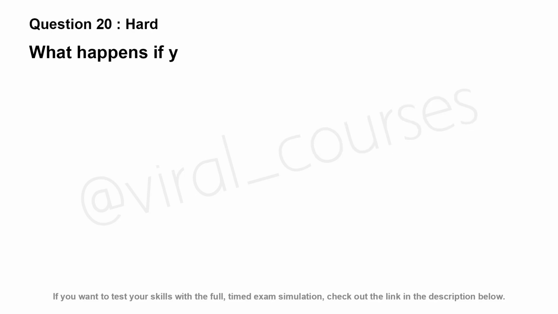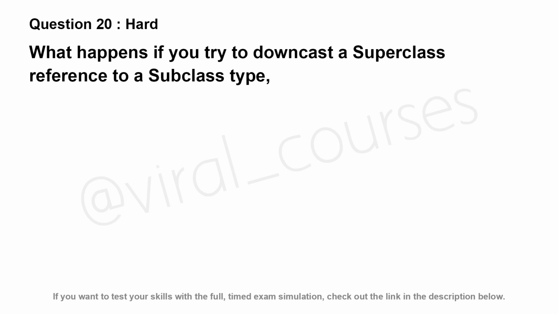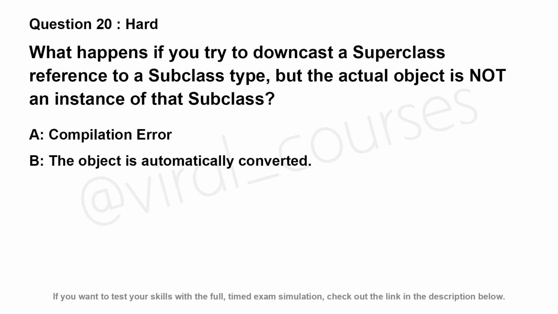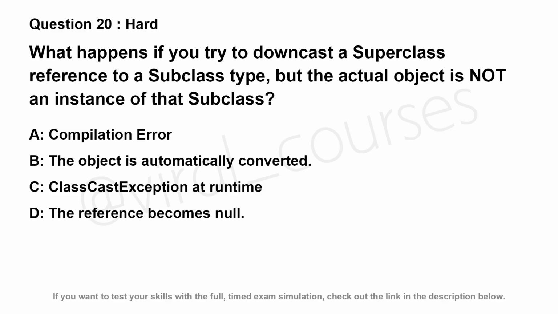What happens if you try to downcast a superclass reference to a subclass type, but the actual object is not an instance of that subclass? Option A. Compilation error. Option B. The object is automatically converted. Option C. ClassCastException at runtime. Option D. The reference becomes null.